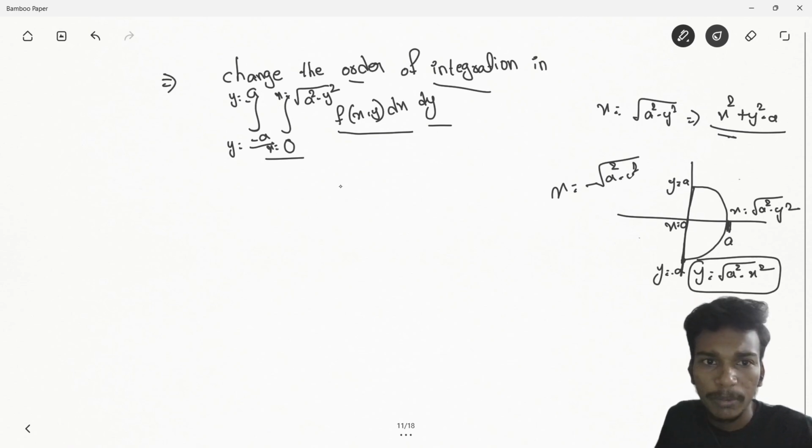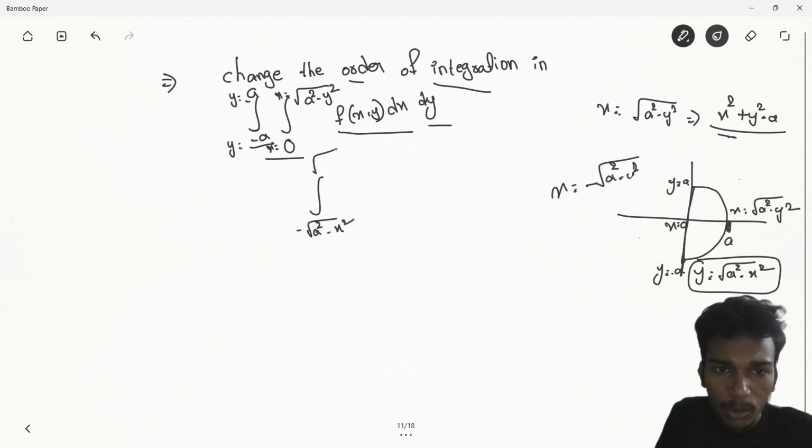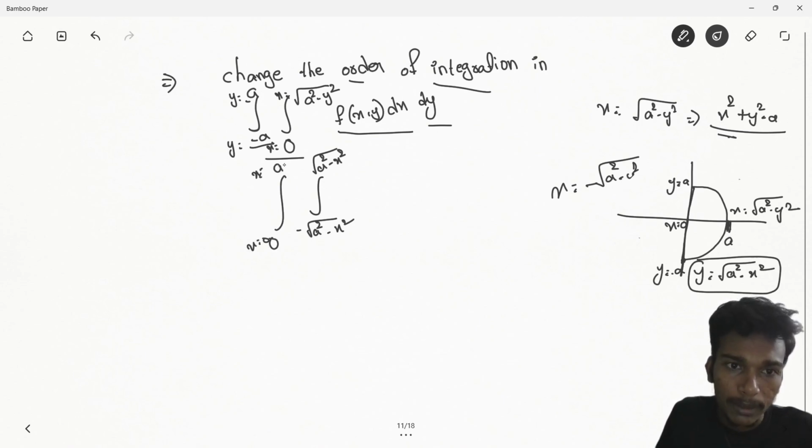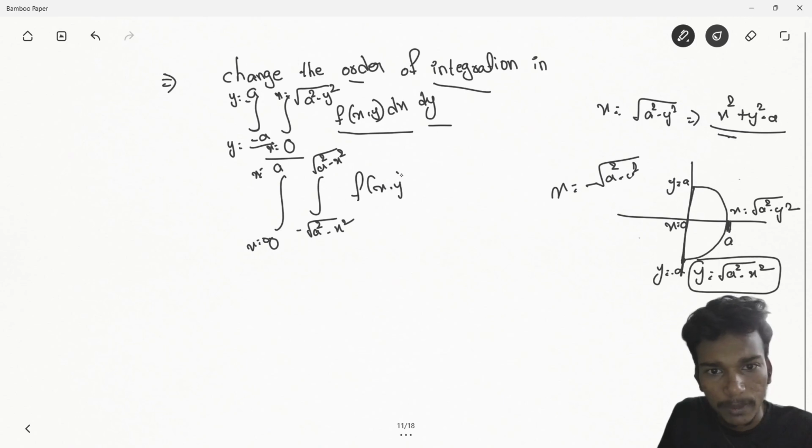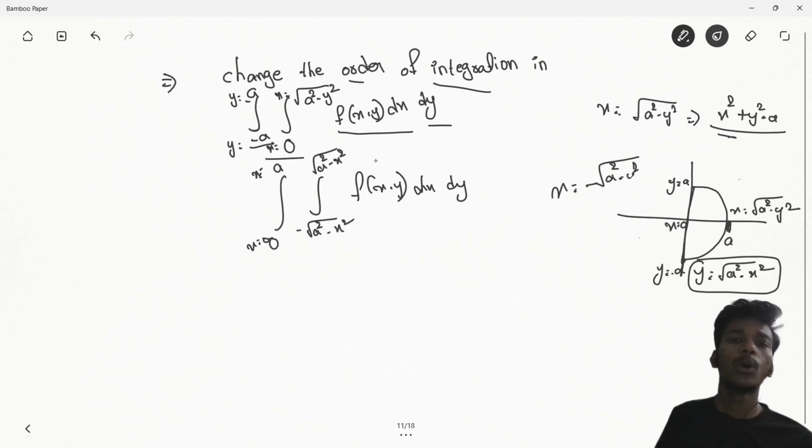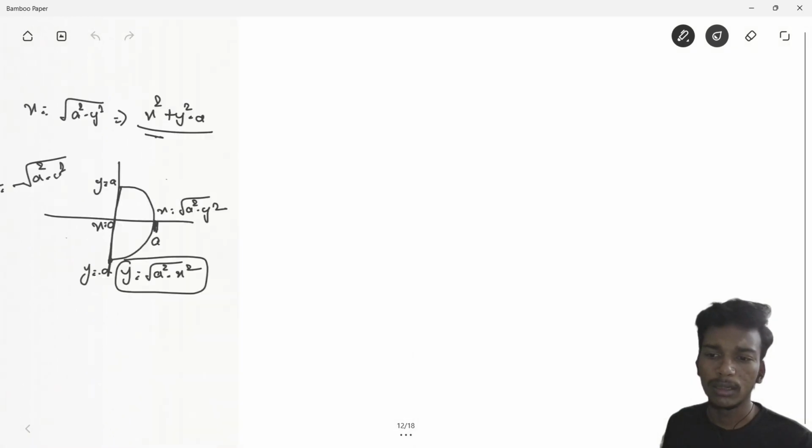Now I will get the limits of y from minus under root of a square minus x square to under root of a square minus x square, and the limits of x from 0 to a. The function of integration will be the same, f of x comma y dx dy. This is how we carry out the change of order of integration. This is one example. Now we will discuss a problem regarding this topic.